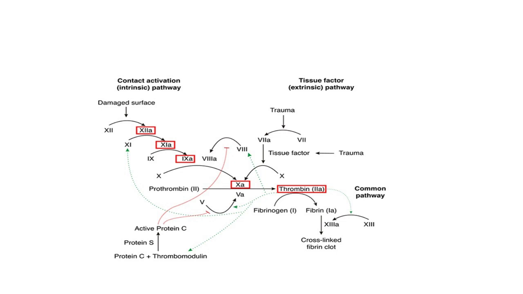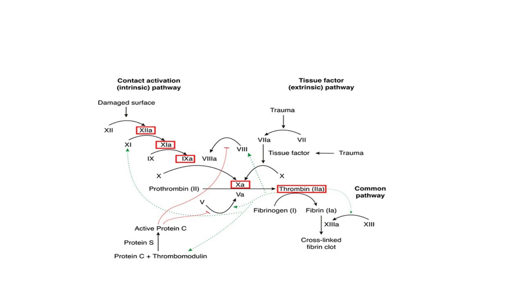Under normal conditions, coagulation is tightly regulated. Thrombin binds to thrombomodulin on endothelial cells, which activates protein C. Activated protein C, together with protein S, inactivates factors Va and VIIIa, thereby limiting further thrombin generation. This balance between procoagulant activity and anticoagulant control ensures that clotting remains localized and controlled.